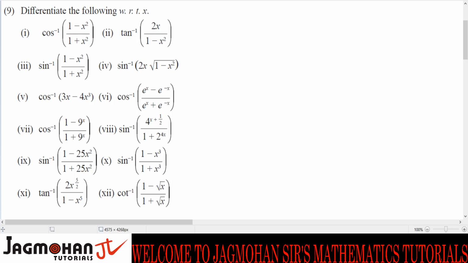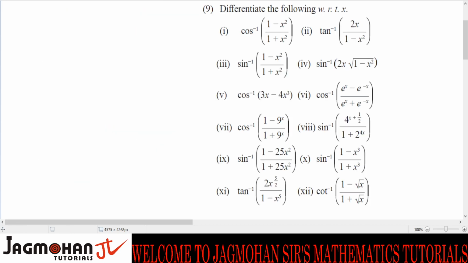Hello and welcome students. Today we are going to take some very interesting problems on derivative of inverse function. I want you all to read these questions very attentively. Differentiate the following with respect to x. The first question is cos inverse of (1 minus x square) upon (1 plus x square). So here we have to differentiate cos inverse of (1 minus x square) upon (1 plus x square).